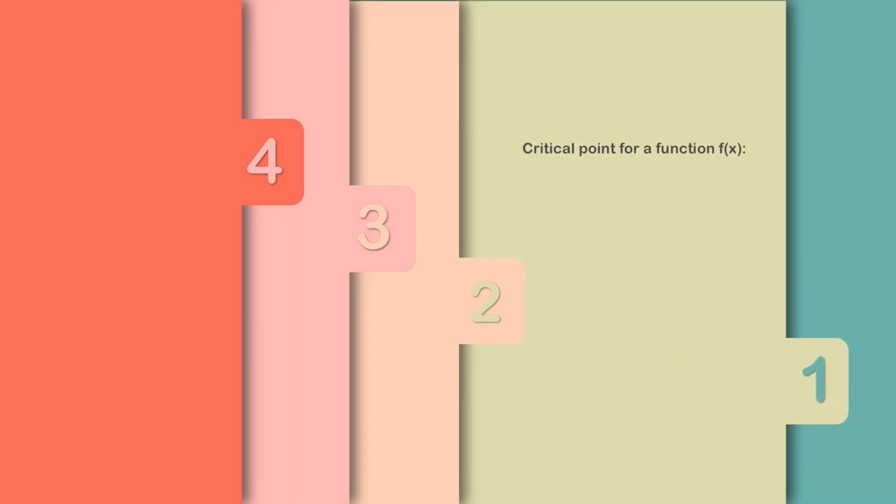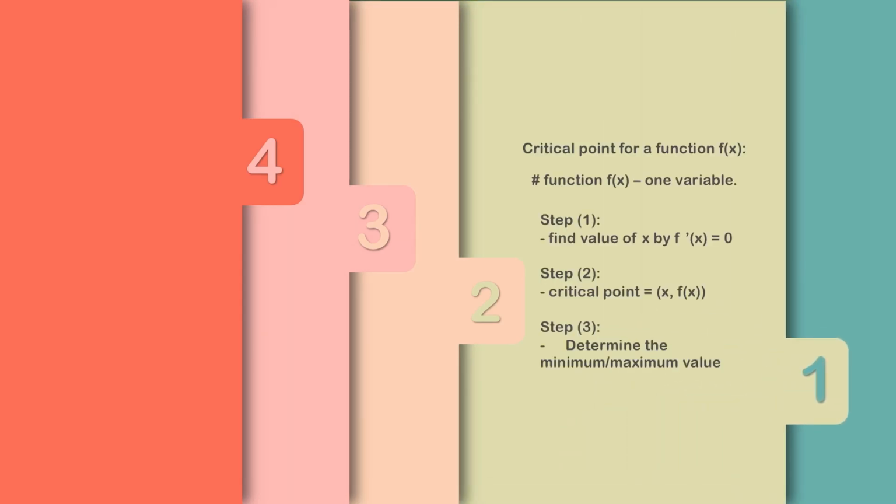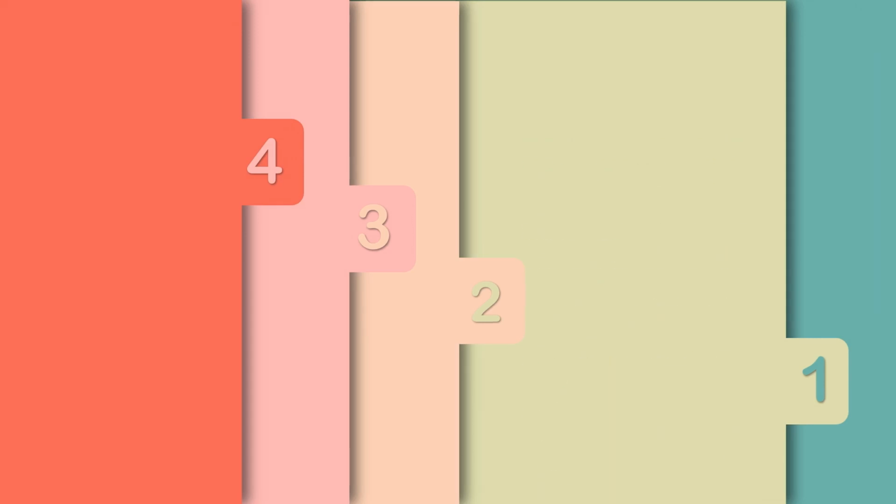First of all, a critical point for a function f of x that has only one variable, and there are 3 steps to get the critical point. Step 1, find the value of x by f prime of x equal to 0. Step 2, the critical point equals x and f(x). Step 3, determine the minimum or maximum value.